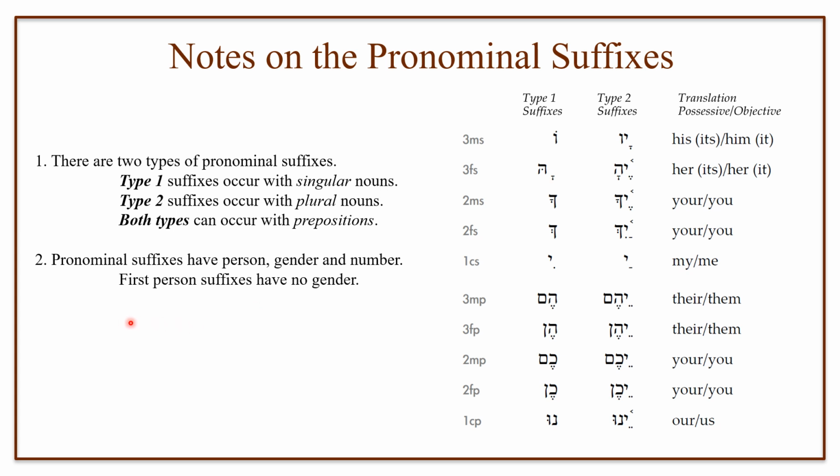And then pronominal suffixes have person, gender, and number. In your workbook, you might see PGN. That means person, gender, number. So third masculine singular would be person, gender, number. Notice, though, that the first person suffixes do not have gender, and that's why there's a C there. The C means common. That means it can be masculine or feminine. That's true for both singular and plural first person suffixes.